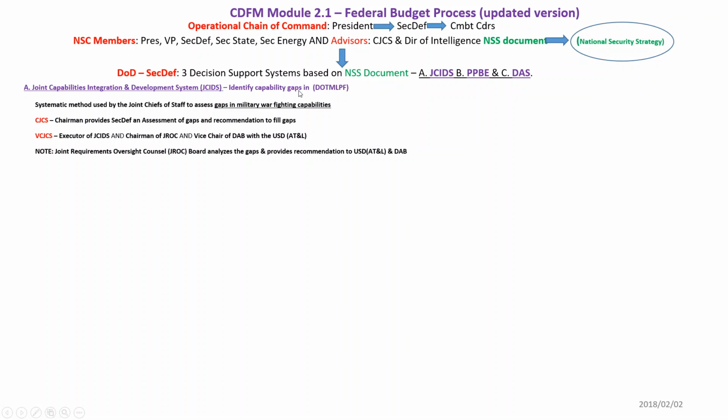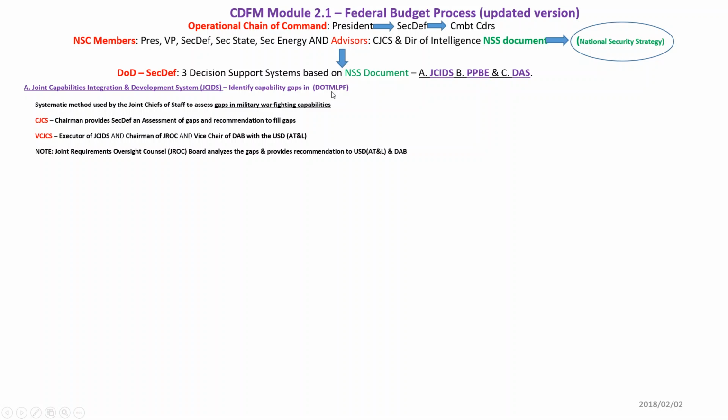So when they do the JCIDS analysis, they look at the DOTMLPF. And what that stands for, make sure you know what all your acronyms stand for. They look at doctrine. Do we just need to change our doctrine? Is it in our organizational structures? Is it our TDAs or TOE documents? Is it training? Maybe we need to change or enhance our training. Again, we're trying to solve the problem. Don't just bring a problem, identify that we have a problem or a capability gap. They need to find out where exactly that capability gap is.